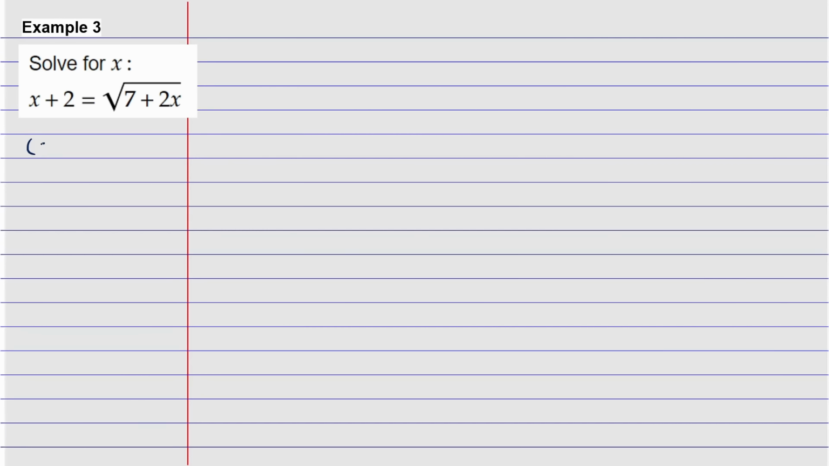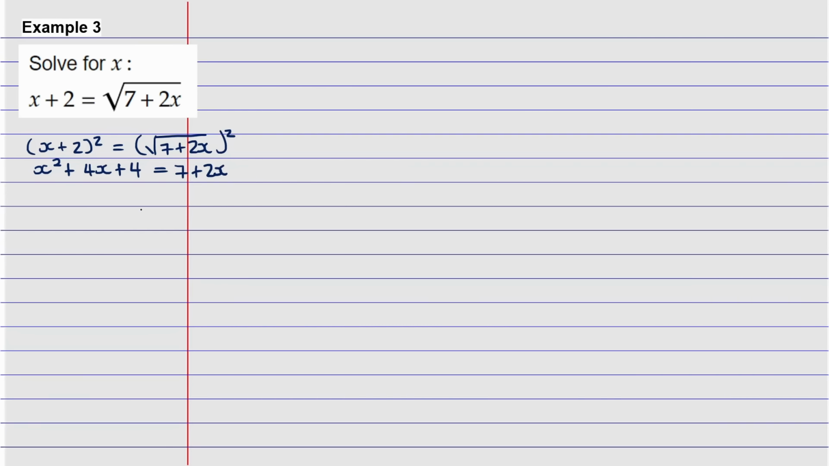So this is going to be x plus 2 all squared is equal to the root of 7 plus 2x, all squared, right? So with that one, now we need to expand this side. So we expand this side, it's going to be x squared plus 4x, and this is going to be plus 4. And this is going to be equal to, on this side, the square root and the power are going to cancel out. So you're going to have 7 plus 2x, right?